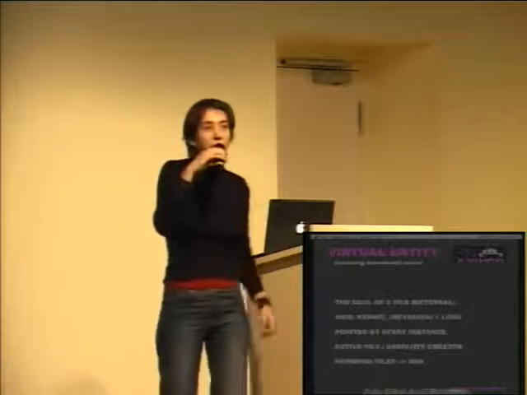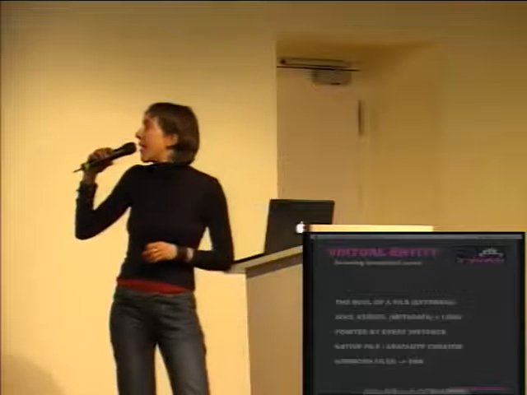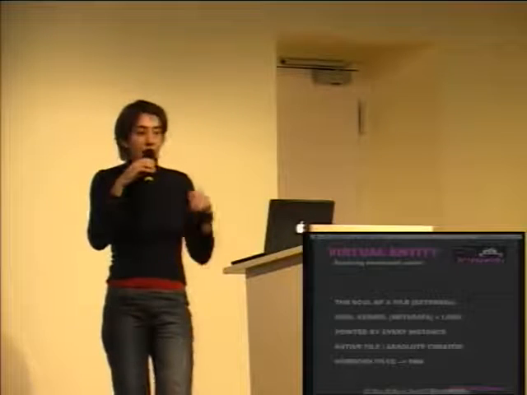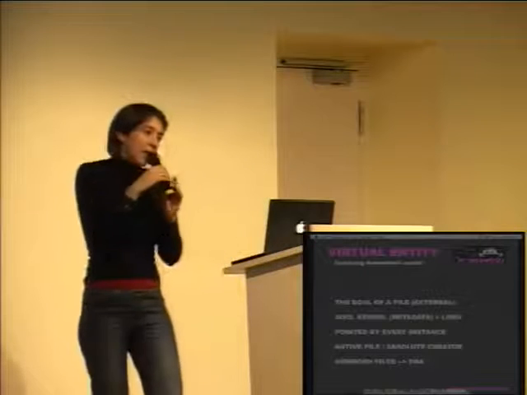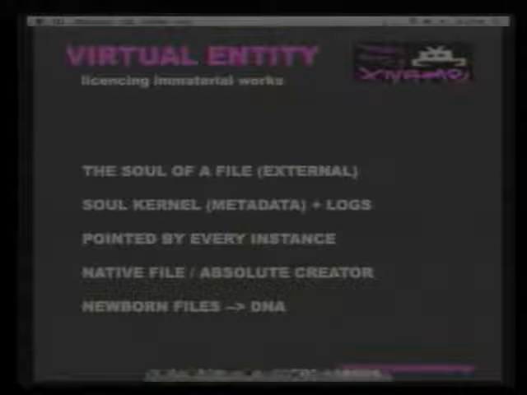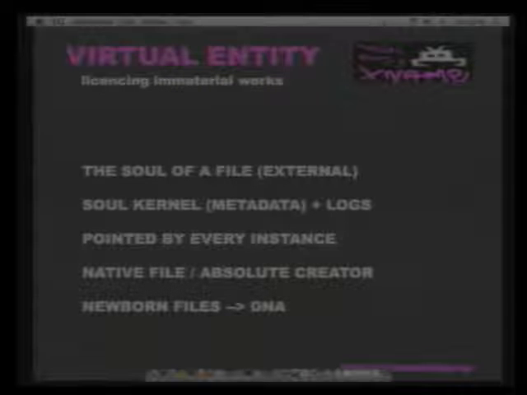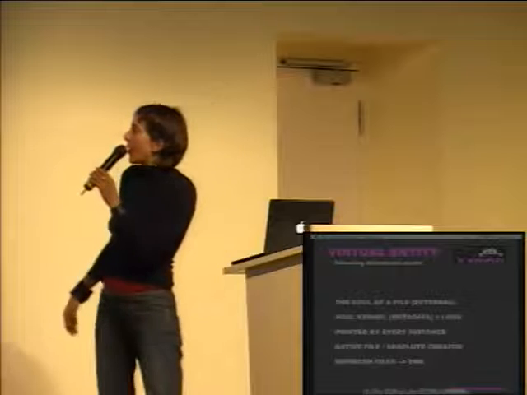So I started to think about creating a sort of soul of a file, which could be external to the single file and have a sort of soul kernel, something that the main creator of the file, the person who makes a native file, will write as metadata in a kernel, and he will own the permission of this soul. But the space of the soul will be expandable so that you can add your logs on the source.